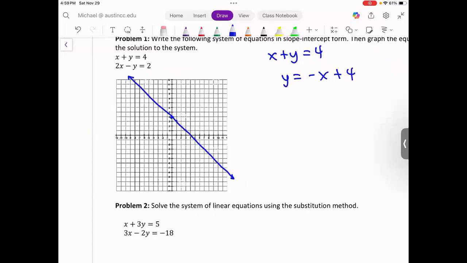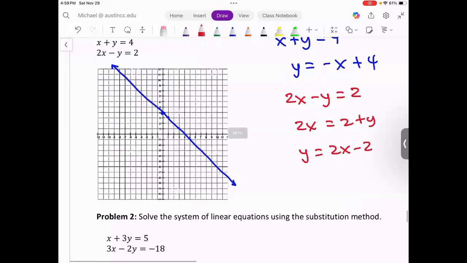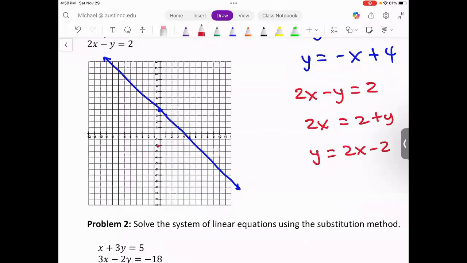Now let's look at our other. We have 2x minus y equals 2. So let's add y to each side and then subtract 2. Okay. So now we have an intercept at negative 2, and we're going to be going up. As we go right 1, we'll go up 2. We have a slope of 2. It's going to be something like that.